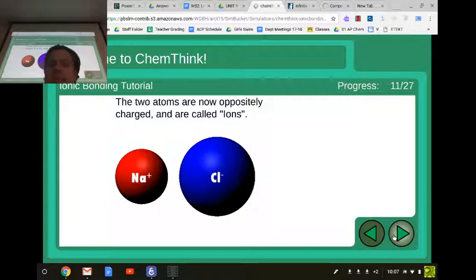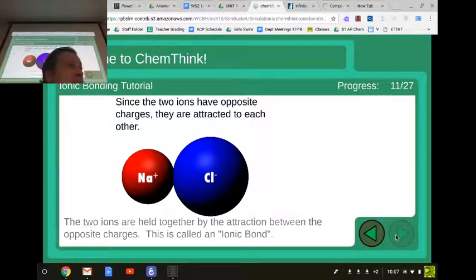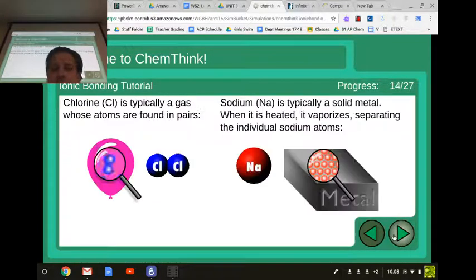But now we have two oppositely charged things that we call ions. And those two oppositely charged ions are attracted to one another, and they're held together by this attraction that we call an ionic bond.